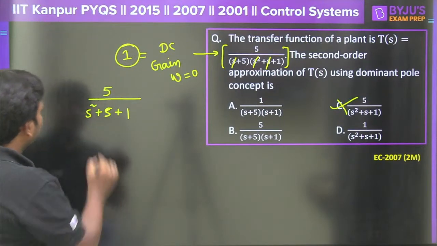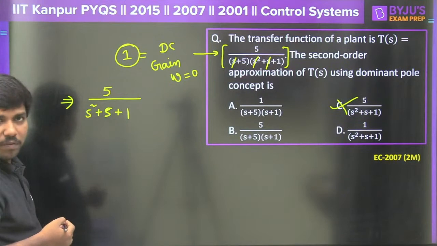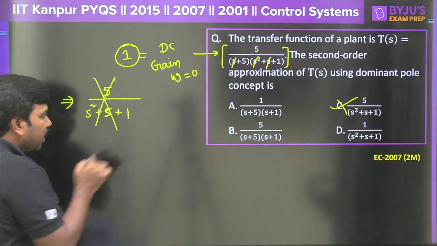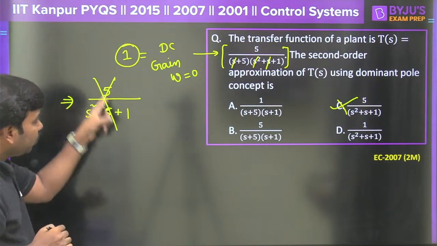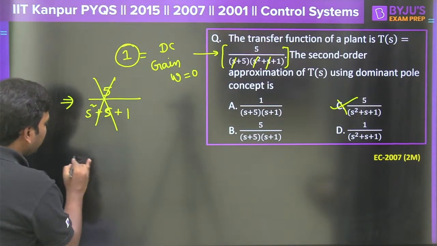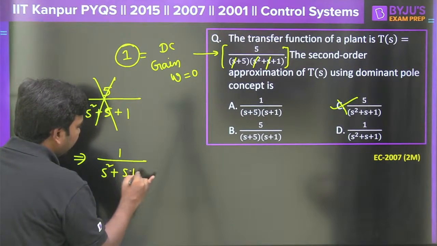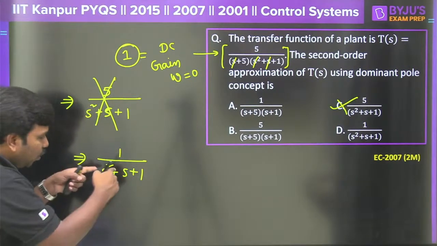But now the reduced form has a DC gain of how much? 5 divided by s square plus s plus 1. No, this is not correct. Again, the reduced form should also have the DC gain equal to 1. Means you must have 1 divided by s square plus s plus 1. Clear?